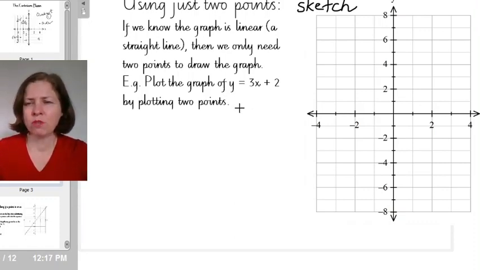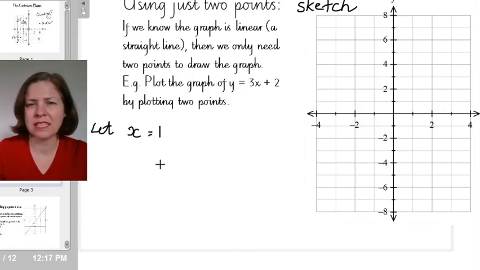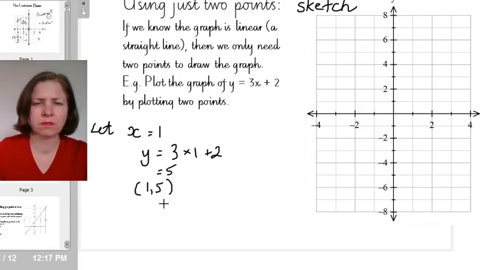So I need to plot 2 points, any 2 points. So I need to choose 2 x values. I reckon x is 1 is nice and easy to substitute. So if I let x equal 1, I get y equals 3 times 1 plus 2, which gives me 3 plus 2, which is 5. So my first coordinate pair is going to be 1, 5.